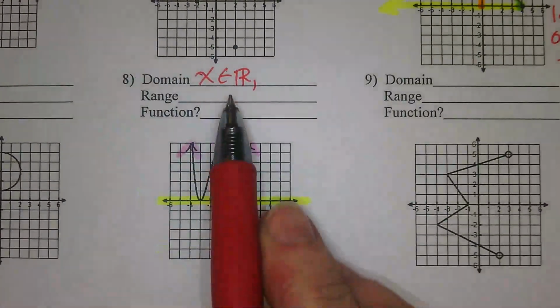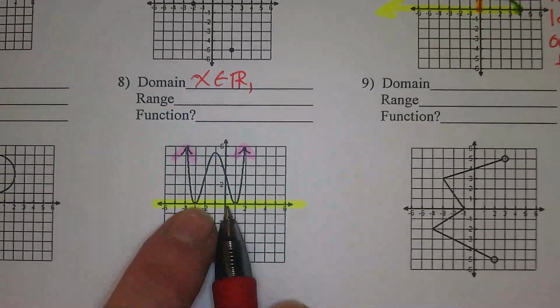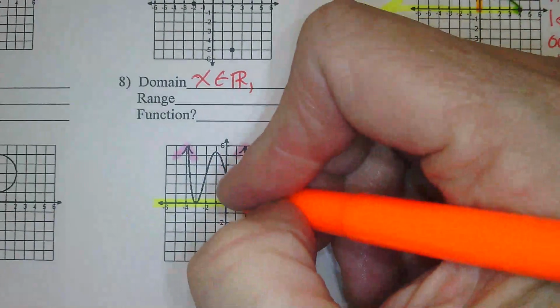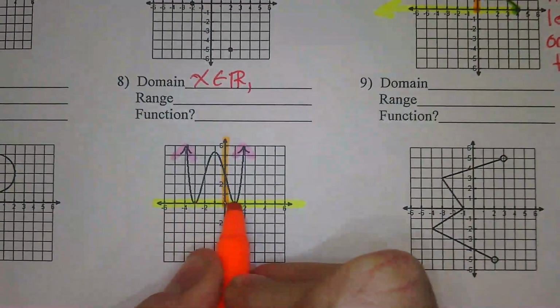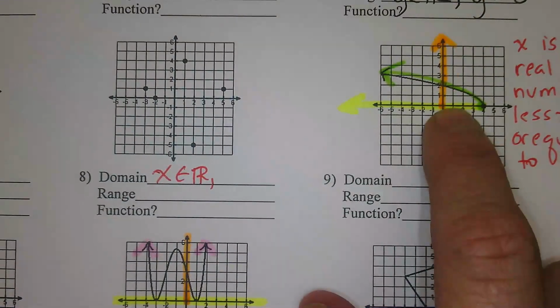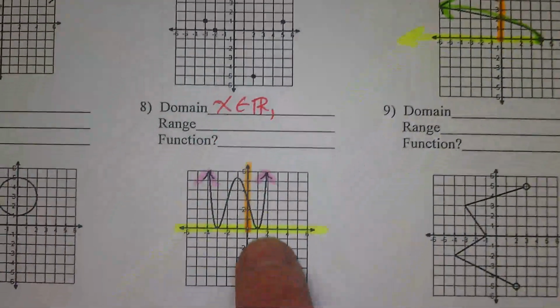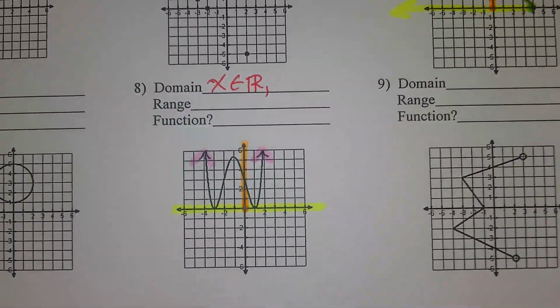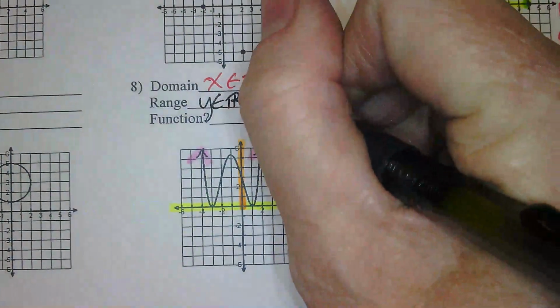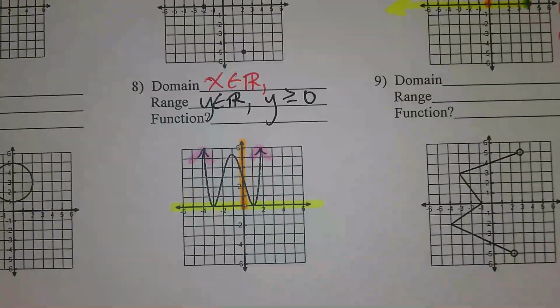And actually, that's it. I set up a comma as if I was going to do a qualifier, but there isn't. It goes forever to the left, forever to the right. It's the range that has a bit of a restriction. There is a definitive bottom of this curve. Like this one here, it doesn't go below the x-axis. My smallest number on the y-axis is 0. So y is all real numbers as long as y is greater than or equal to 0.